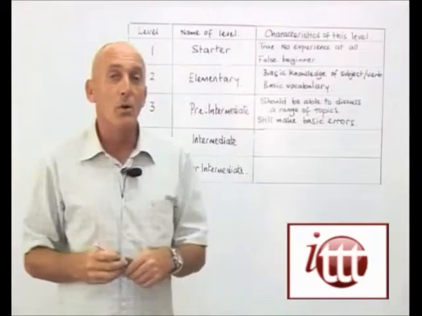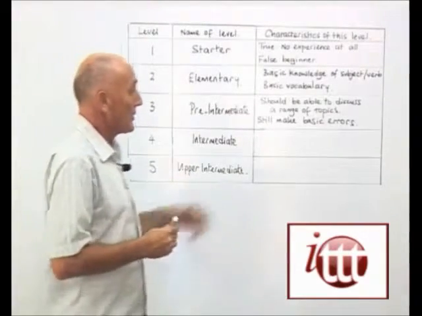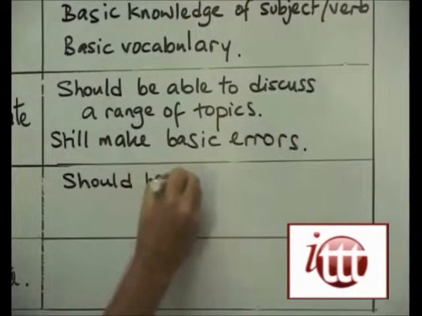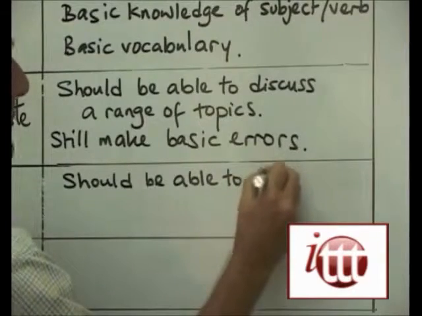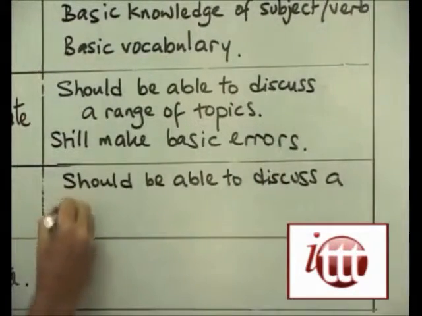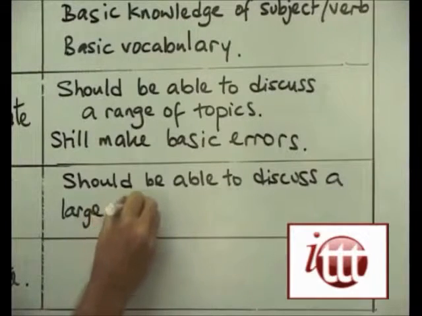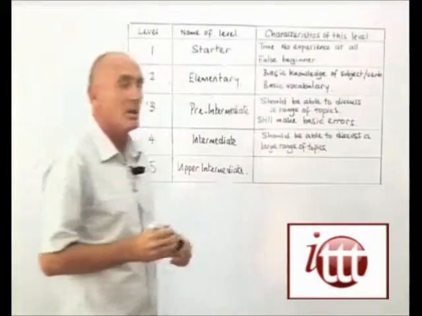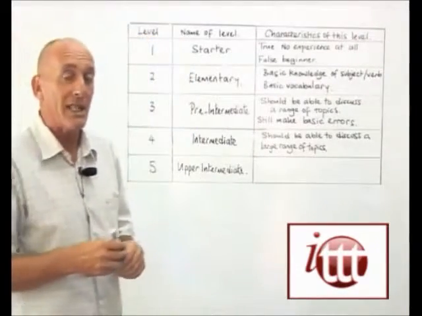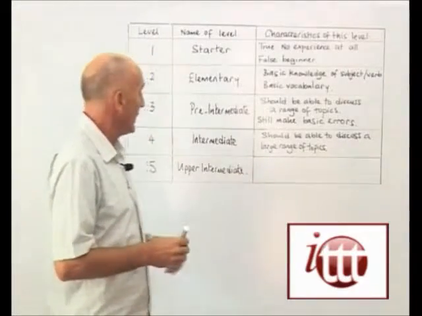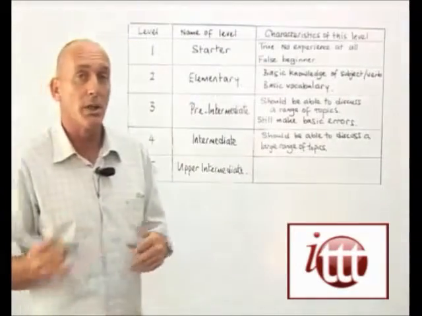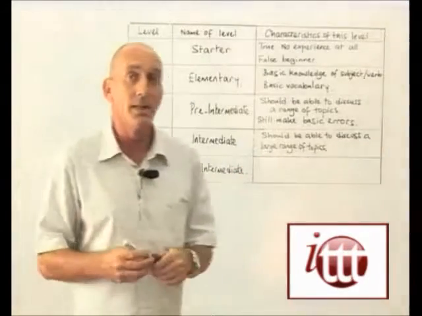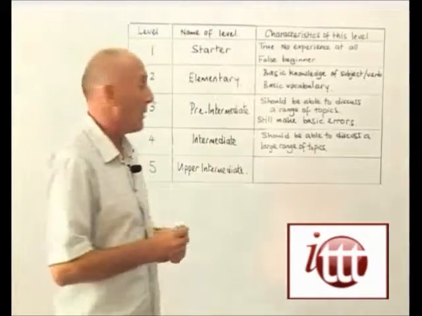Moving on to the level four or the intermediate students, they should be able to discuss a large range of topics. But there will still be some issues in terms of both their fluency and their accuracy. And finally, into the upper intermediate, they should be able to discuss virtually anything that you can come up with, and they should have a fair deal of fluency, although there still will be some problems with accuracy.